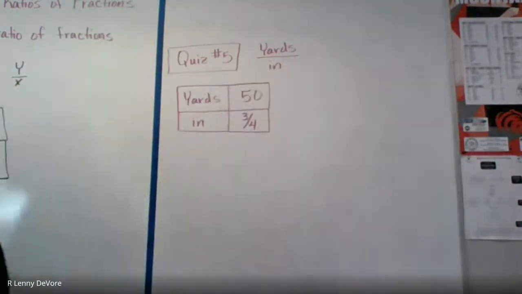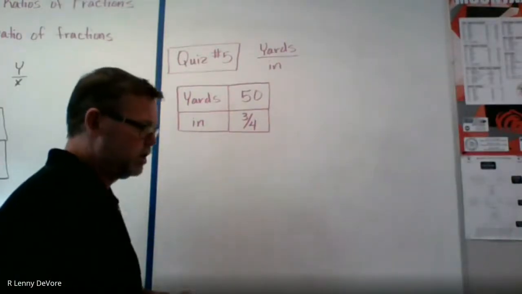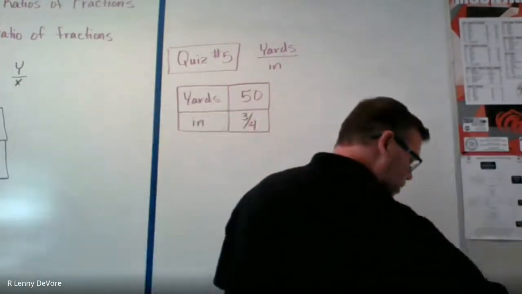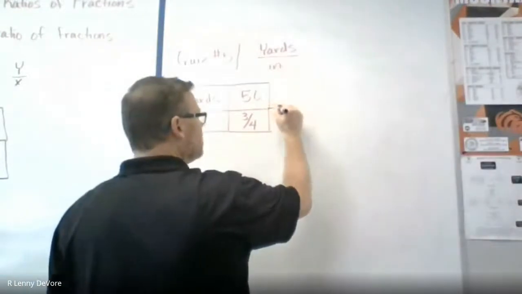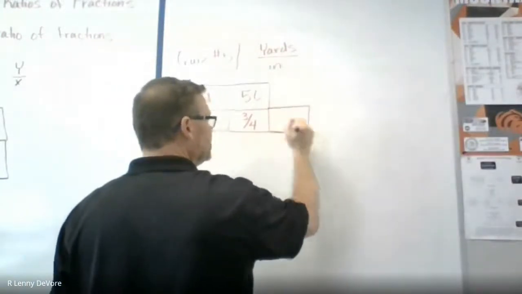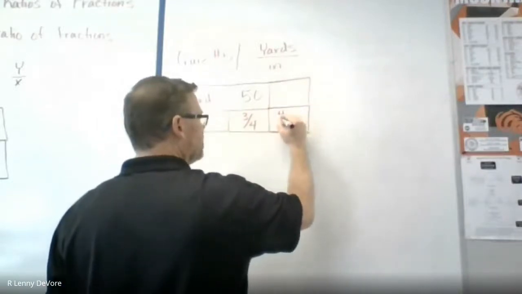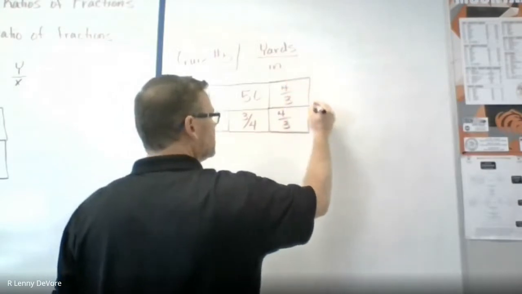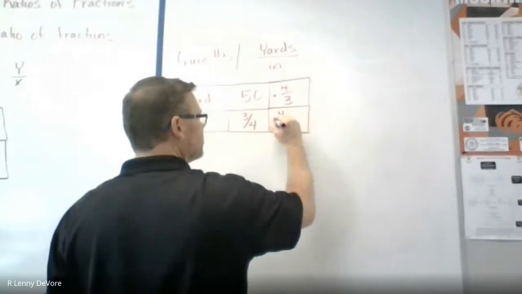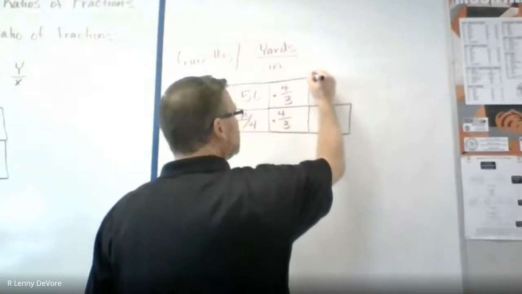Okay. So this one's running out a little bit of ink, so let's use the other one. Okay, so they're saying yards per inches, okay? And we're going to go through and convert this. So, of course, just like before, I'm going to go through and multiply these by the reciprocal so that we can get 1. So this is going to be multiplied by 4/3. This is going to be multiplied by 4/3. Okay? So we're multiplying these by 4/3. This becomes 1, so we can find the unit rate.